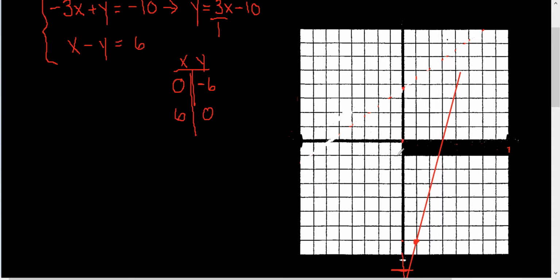0, negative 6, 1, 2, 3, 4, 5, 6, and 6, 0. Well, you like that black line. 1, 2, 3, 4, 5, 6. This is 6, 0. And I'm going to connect these 2 dots here. Connecting these 2 dots with a straight line, like so.